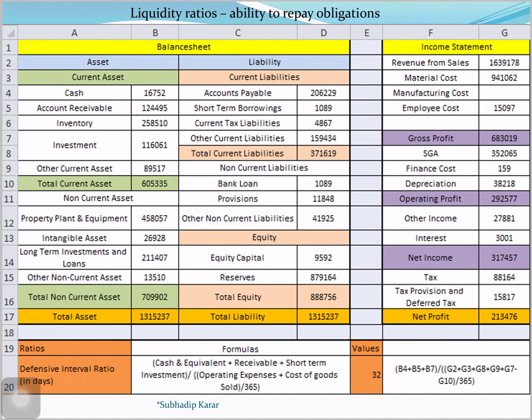Another liquidity ratio is the defensive interval ratio. It is the only ratio which is presented in days. It is a financial liquidity ratio which indicates how many days a company can operate with its current assets without needing access to non-current or long-term assets. What does it mean? The company is incurring daily expenses, which need to be paid from its cash equivalents, receivables, or short-term investments.